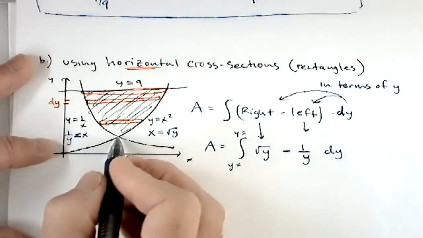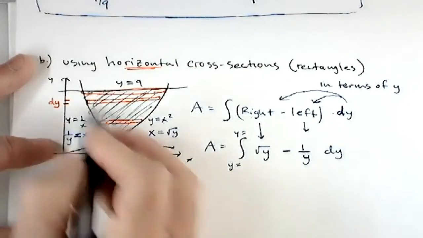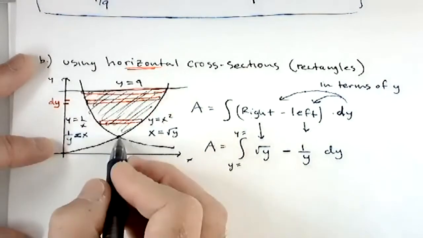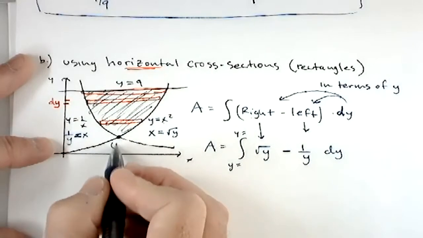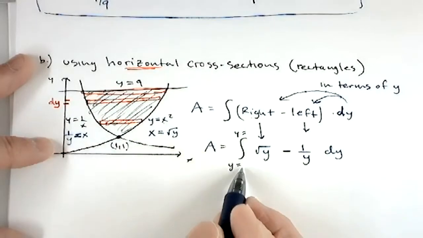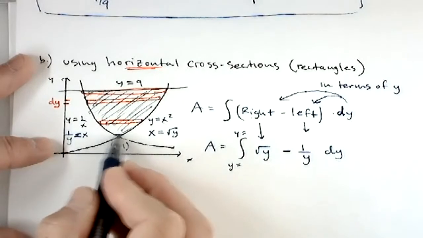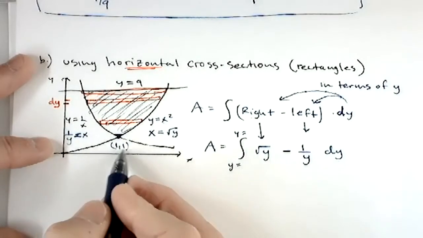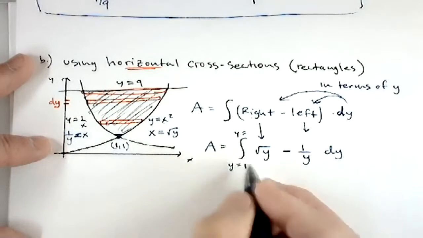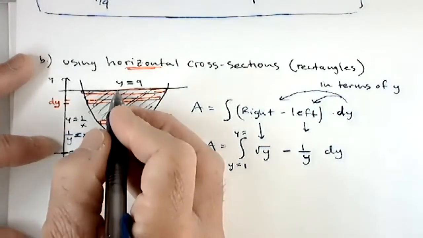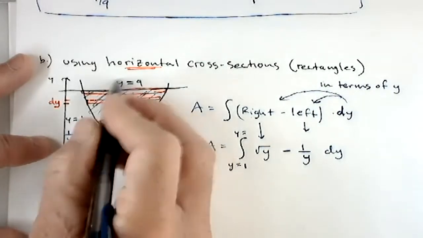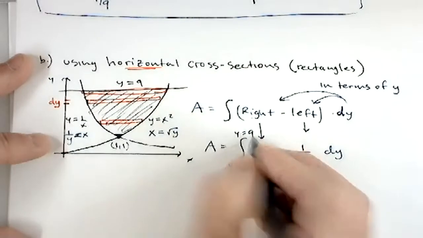And so this is a lot easier. Remember, I had to find these points up here, but as long as I just know this point right here is (1, 1), where is my lowest rectangle that I would want to count? At what y value? It would be at 1. And where's my highest rectangle? At y equals 9.